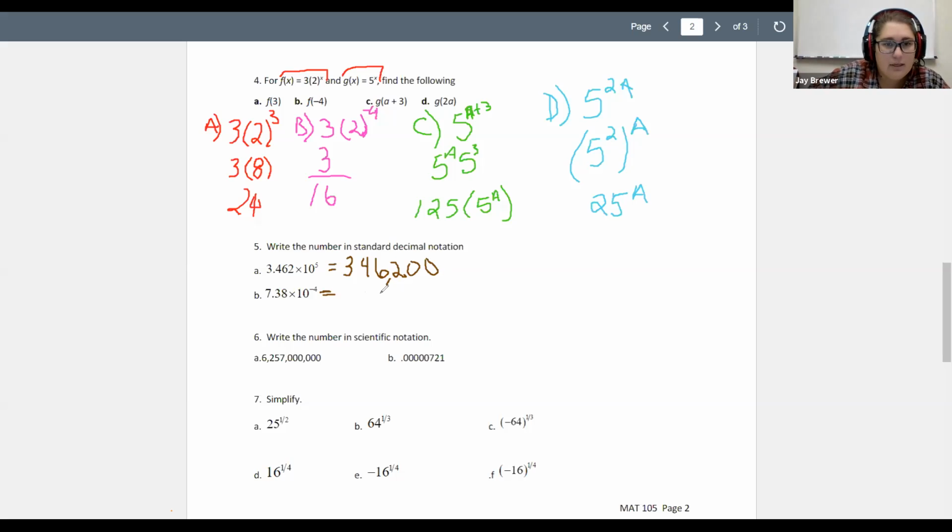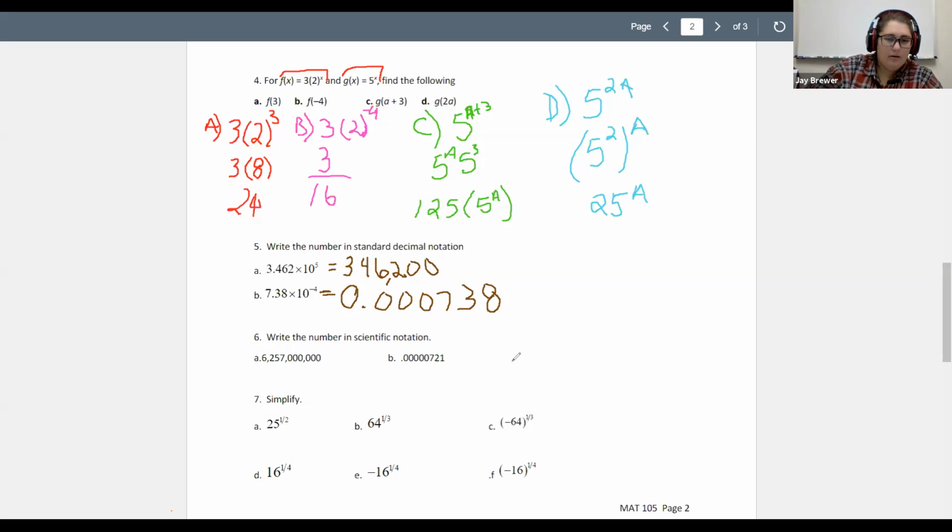Okay, the next one is 7.38 times 10 to the negative 4th. So we are going to move to the left 4 spaces. We only have 1 number, so we need 3 zero placeholders, in addition to the original 0 out here. Now, I can tell you this will not be written in scientific notation, because in scientific notation you must have a number in the front, not just a 0.